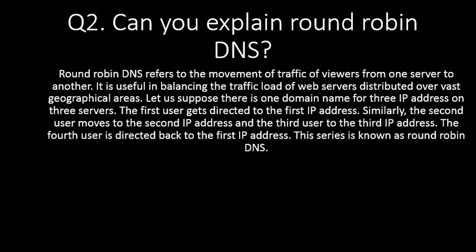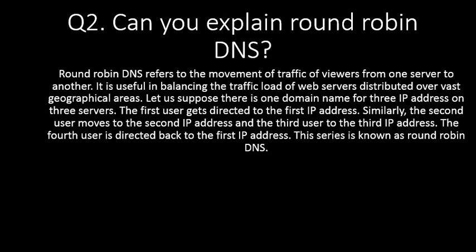Question number 2. Can you explain round robin DNS? Round robin DNS refers to the movement of traffic of viewers from one server to another. It is useful in balancing the traffic load of web server distribution over vast geographical areas.